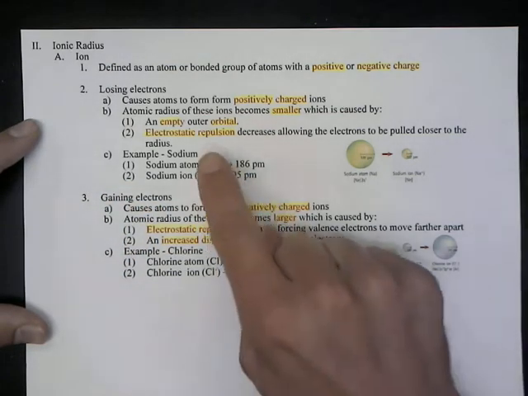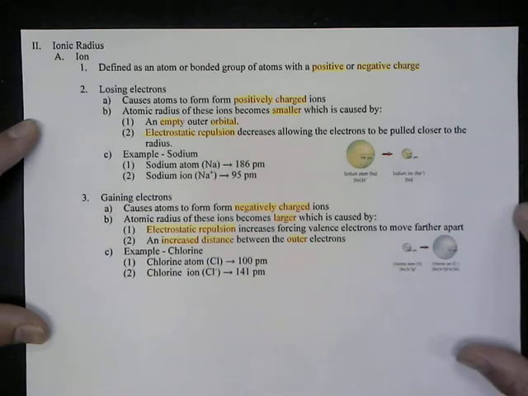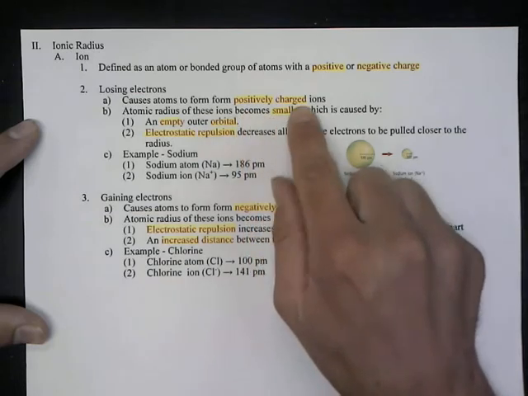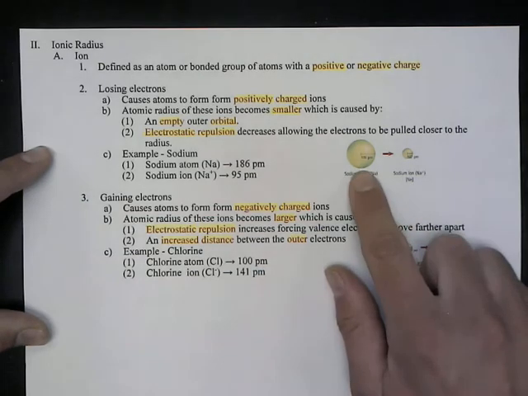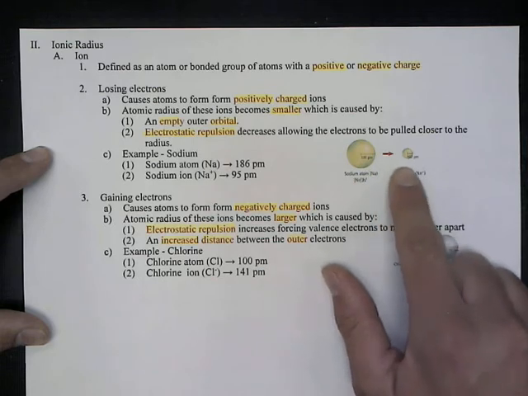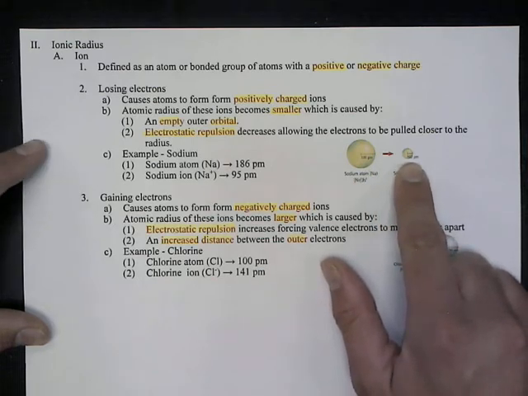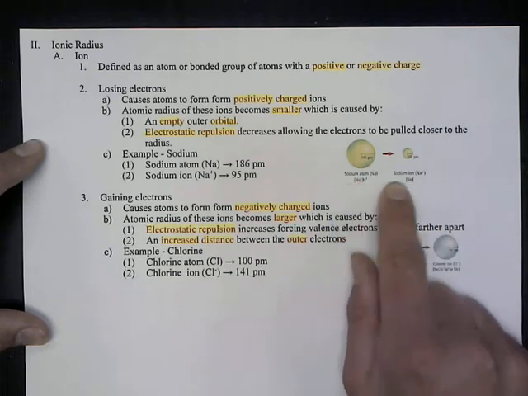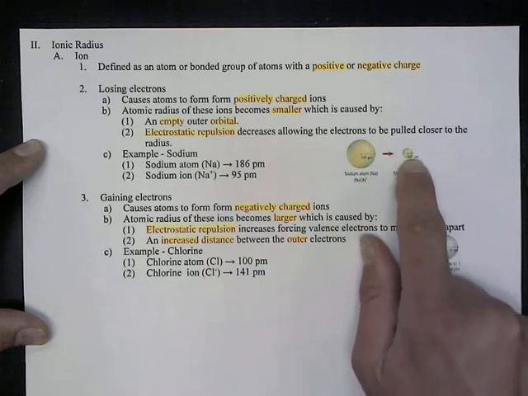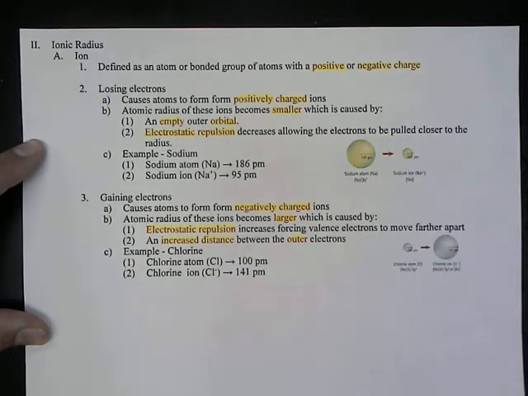If you lose an electron, remember an electron has a negative charge, so essentially you're subtracting a negative, and you end up with a positive charge. Now, if you lose an electron, you're losing those negative particles the nucleus has to pull toward the center. As a result, a positively charged ion is a lot smaller. You can see the difference between a sodium atom and a sodium ion. The ion over here on the left is much, much smaller.